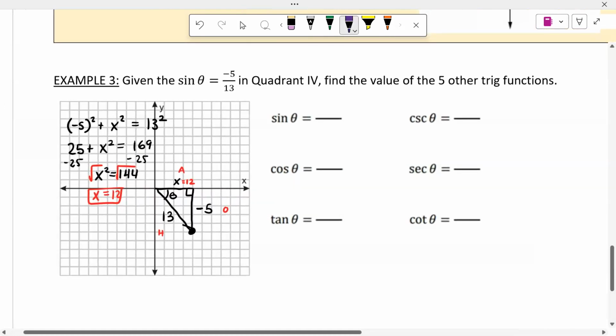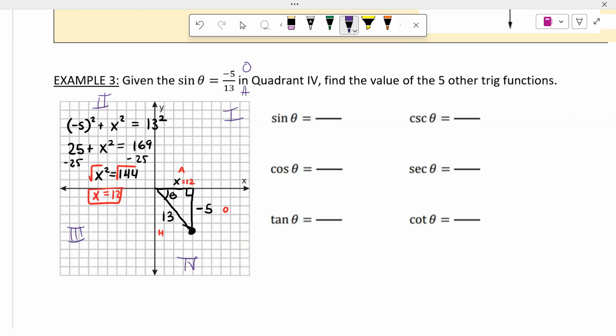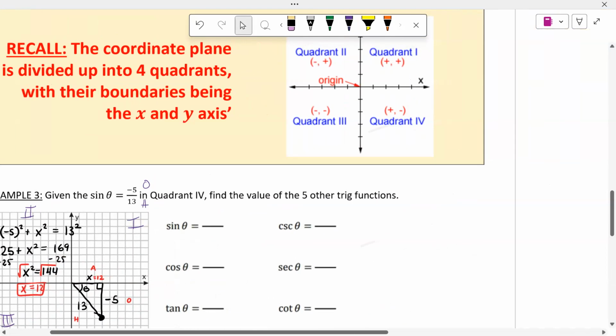So this is given the sine of theta, which by the way, sine we know is O over H. And technically it's telling us it's in quadrant 4. Remember the quadrants go 1, 2, they go counterclockwise, 3, and 4. And this little reference above is telling you where x and y are negative.